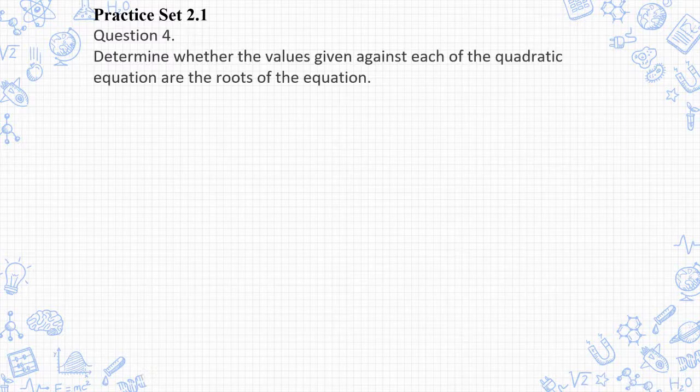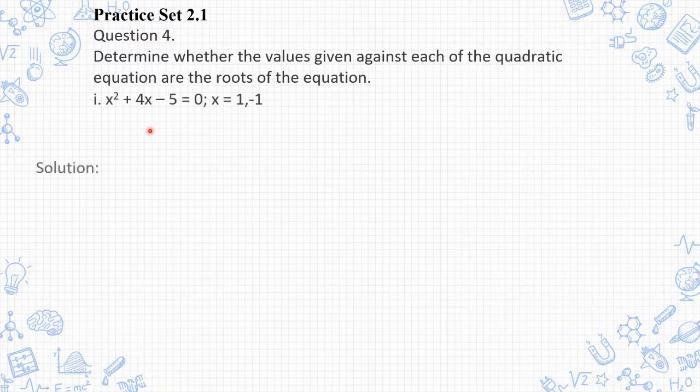Question number 4 of your practice set 2.1. So we'll do the first part of it, that is determine whether the values given against each of the quadratic equation are the roots of the equation or not. So in that the first one we have x squared plus 4x minus 5 equal to 0, and we have to check whether x is equal to 1 and x is equal to minus 1, whether they are the roots or not. So we'll start with 1.